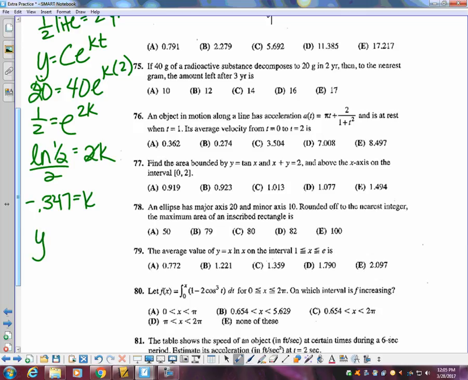So now I know that y equals, started with 40, e to the negative 0.347t, and I want to go 3 years. So I'm going to plug a 3 right there in front of my t. So pause this, type that in with a 3 in your time, and you should get 14.124. So we're going 14. But again, pause, type it in, make sure you're good. Okay, the last one we're going to is number 83.